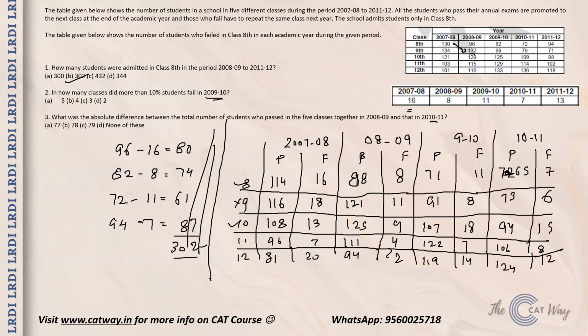Class 11, 129 are there, only 7 have failed, so class 11 less than 10%. And class 12, 133 are there and 14 have failed, so definitely more than 10% have failed. So in how many classes? 3 classes. That is option C, the right answer.